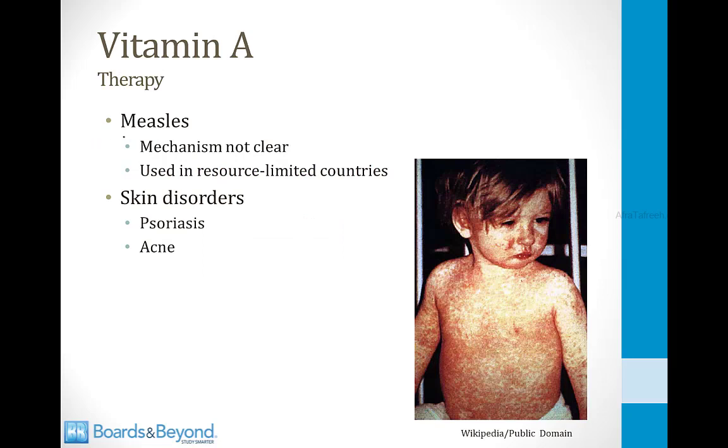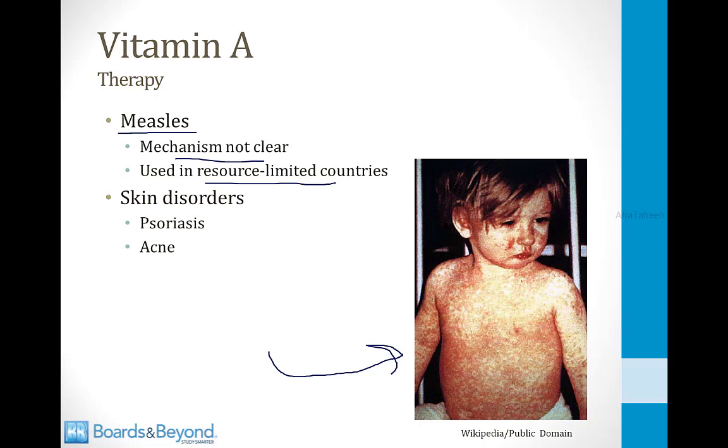Vitamin A is used as therapy for a number of medical conditions. The first one is measles. Measles is very rare in the United States because of immunization. This is a picture of a child with measles on the screen. The mechanism of its benefit is unclear, but it's used as a therapy in resource-limited countries because vitamin A is relatively cheap and easy to administer.